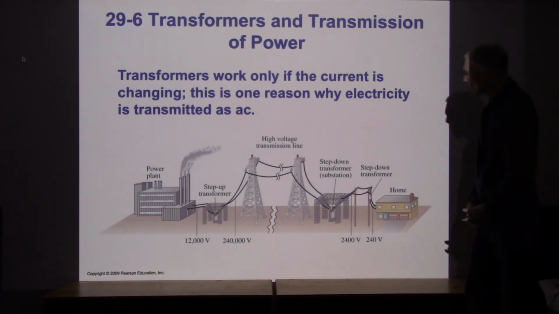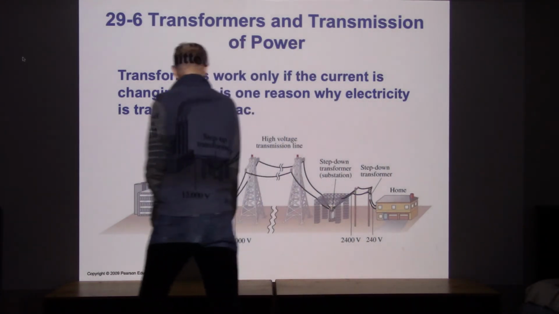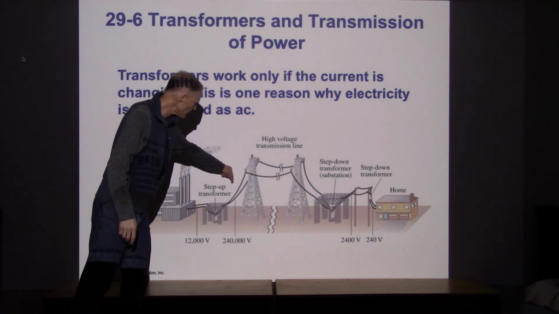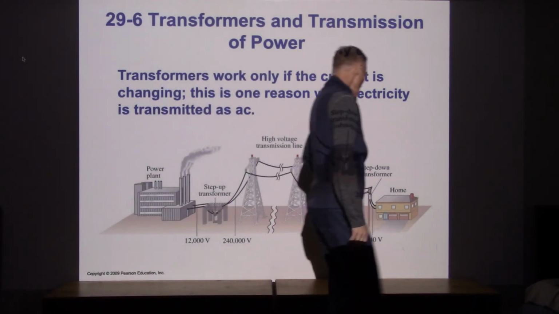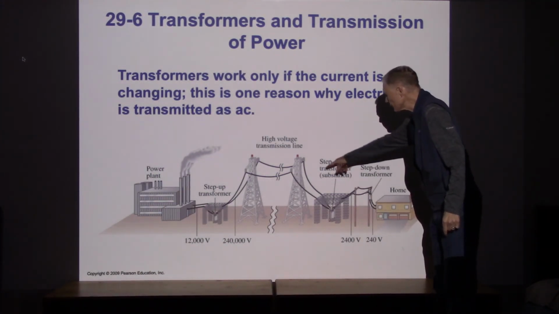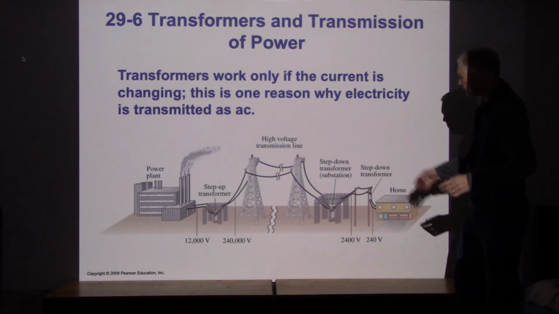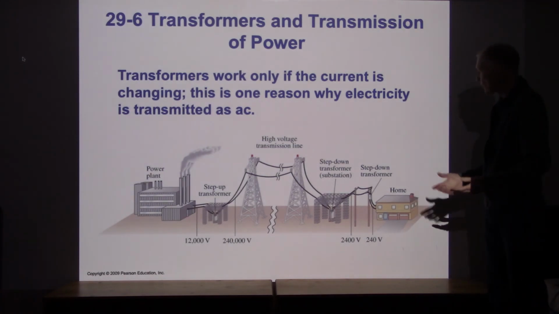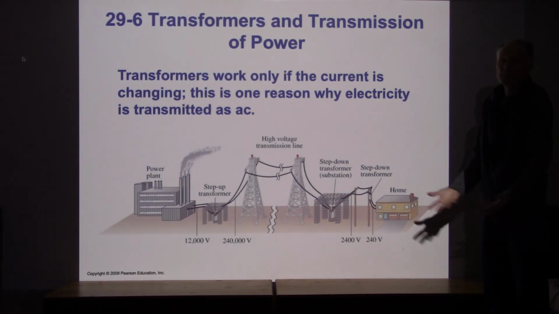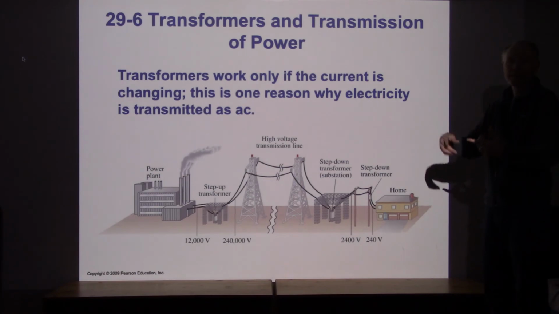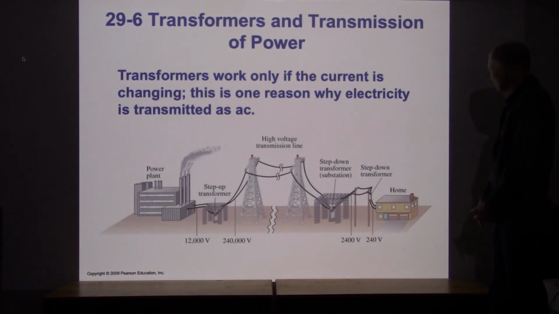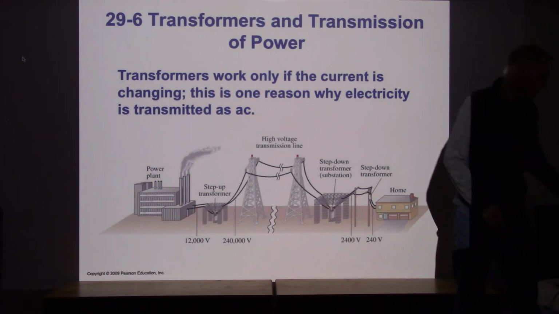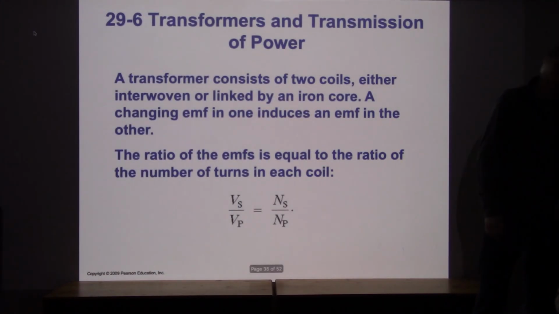So let's see what the ratios are. This was 20 to 1, so maybe this is 1,000 loops, this is 20,000 loops. Here we've got 100 to 1, that may be done in a series of steps. And then this last step down, we're stepping down by an additional factor of 10. And we can do all of that just by counting the loops of wire on the piece of iron. So that's it. That's kind of the big picture of what's going on here.